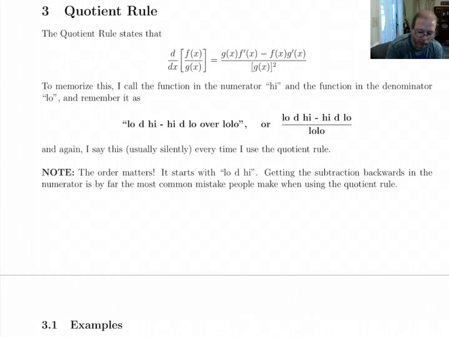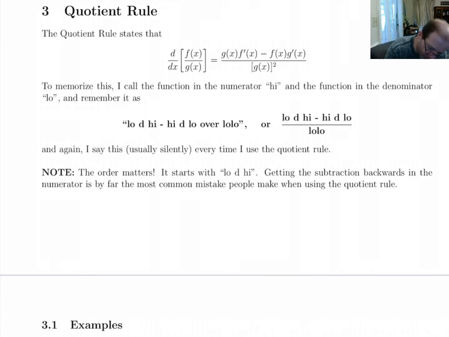Okay, let's talk about the quotient rule. The quotient rule is good for taking the derivative of something like this, where you've got a fraction, where you've got a function on top and bottom. And it's written out like this, where the derivative of f over g is g times f prime minus f times g prime over g of x squared.